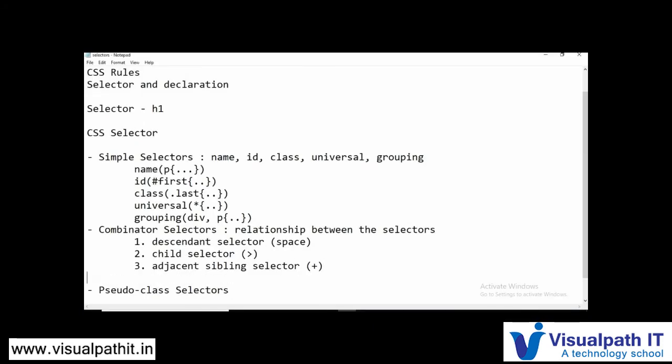Okay, now let's go to the fourth one, that is the general sibling selector, and this is the note. What is this? A general sibling selector selects all elements that are siblings of a specified element. So the only difference here.